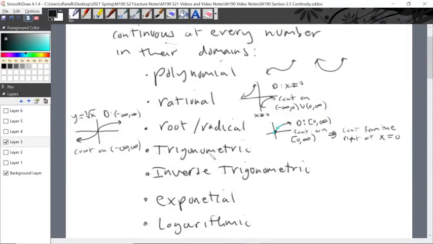The trigonometric functions, we recall their graphs as well. The sine and cosine functions are continuous on negative infinity to positive infinity. However, the other four trigonometric functions, by virtue of their graphs certainly, the tangent, the cotangent, the secant, and the cosecant.